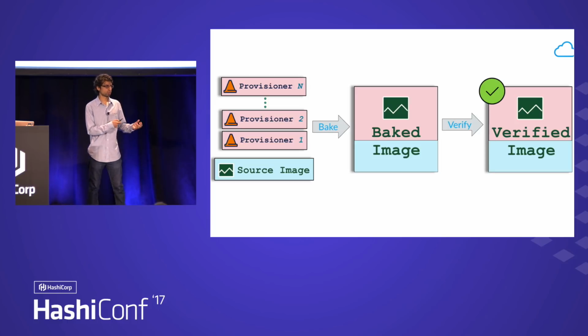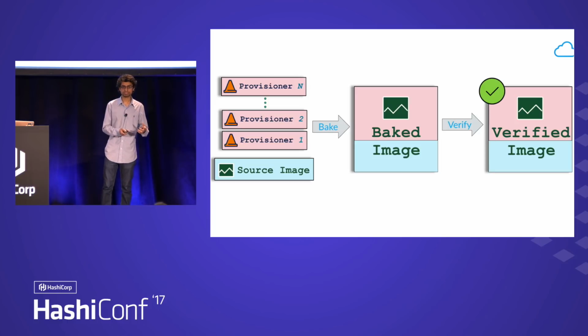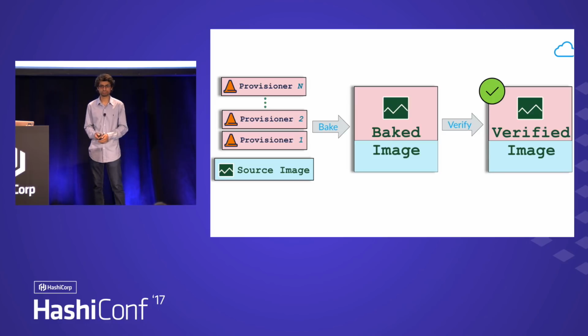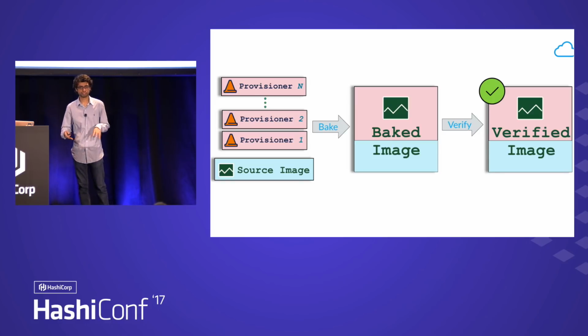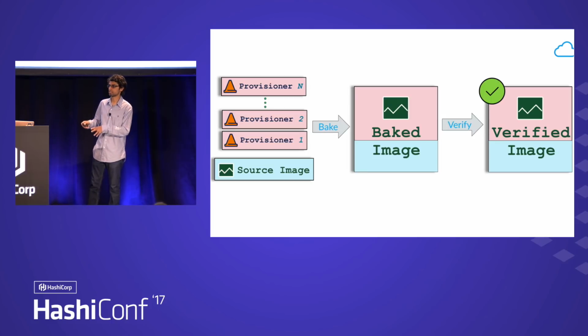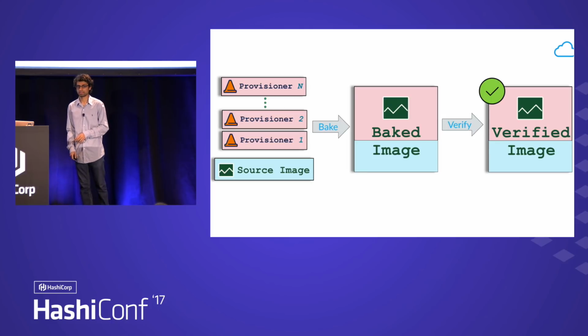Because we ran some post-processing steps on the image. We edited the image, compressed the image, those sort of things. So the image was fundamentally different from when Packer was building it. So this verification happens after the image is already complete.